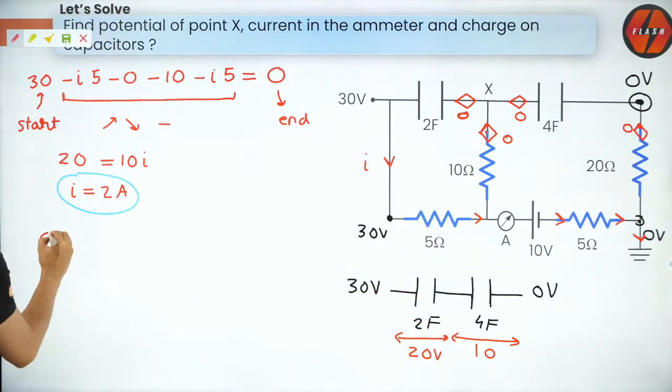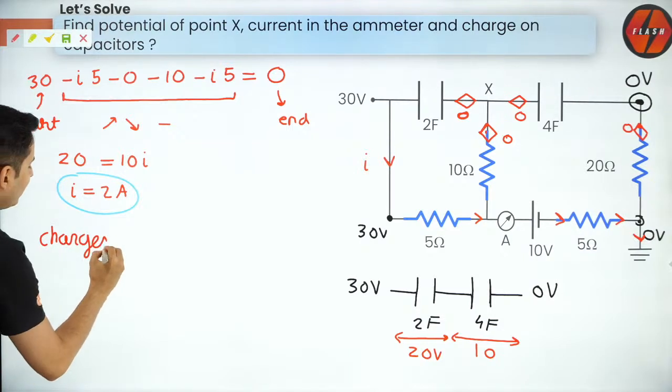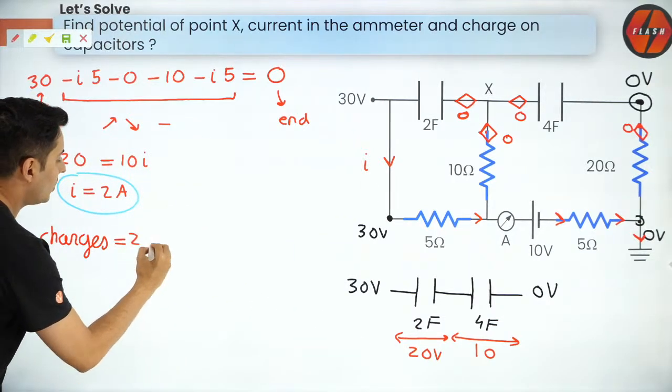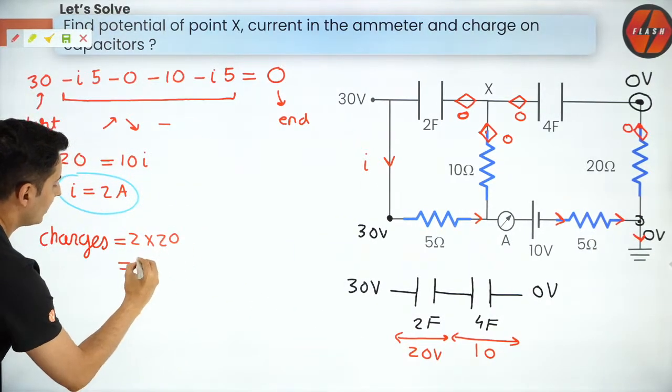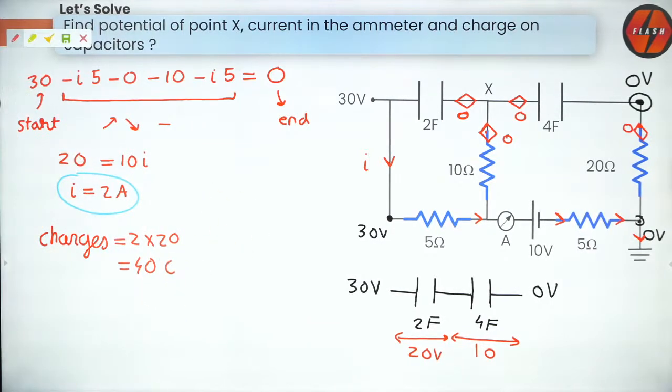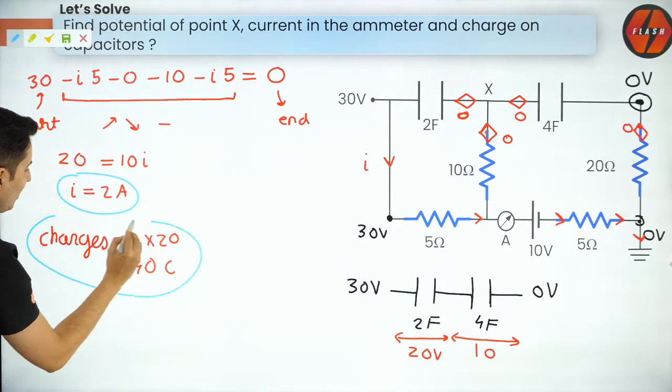Now that you know it is 20 and 10, you also know the charges. So guys, what are the charges on both the capacitors? Both capacitors have the same charge, C into V. So 2 into 20, which is nothing but 40. All right, 40 coulombs. That's the answer for both the capacitors. We got that as well.